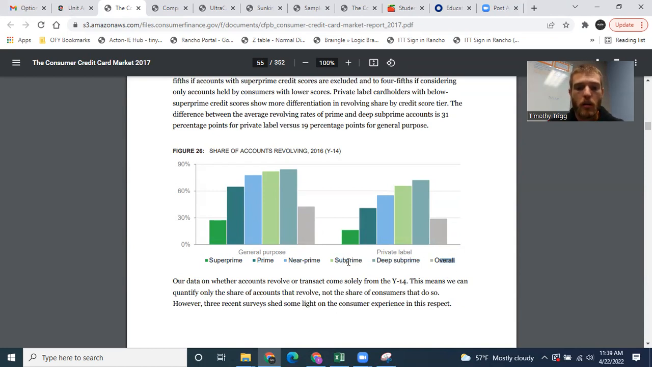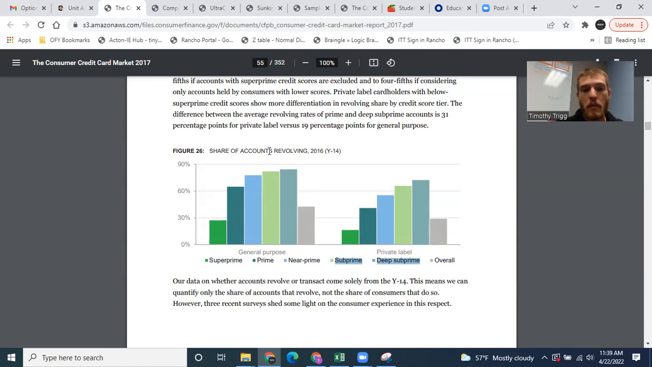Okay, the main ones I want to look at are the subprime and deep subprime. These are these two columns, this light green and this blue one here. I don't know why they use 3 different colors of blue and 2 different colors of green. Okay, not very good design, but whatever. So we can see these 2 columns are actually the highest, right?